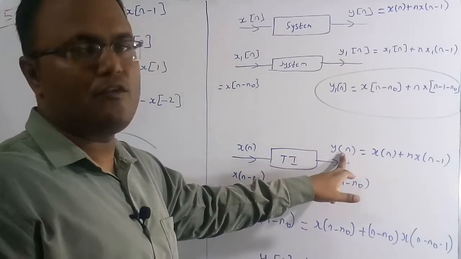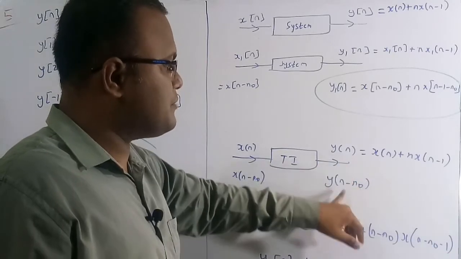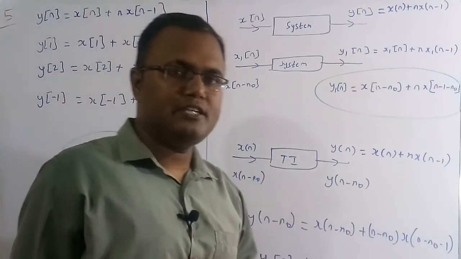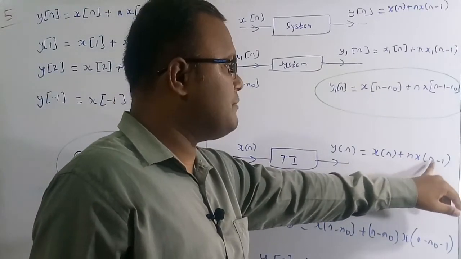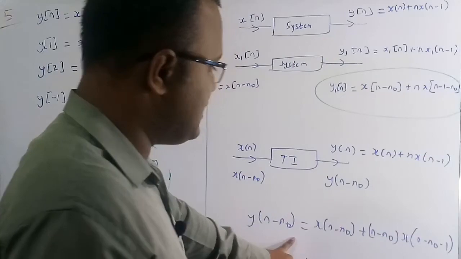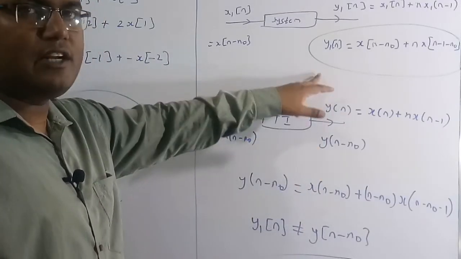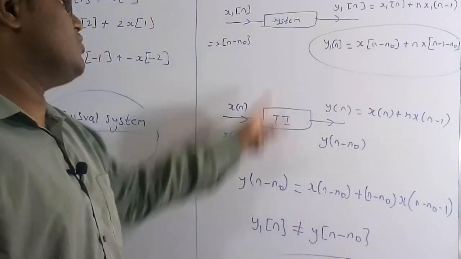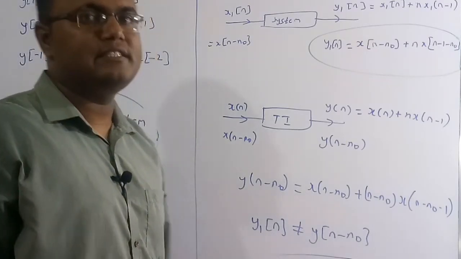We know the value of y of n, which is x of n plus n into x of n minus 1. So in place of n substitute n minus n naught. Wherever you see n, substitute there n minus n naught. So therefore here x of n minus n naught plus n minus n naught into x of n minus n naught minus 1. This is the expression we are going to get. And if you see carefully, these both are not equal because here n is there and here n minus n naught. So we can conclude that these two are not equal. Therefore this system is said to be a time variant system.